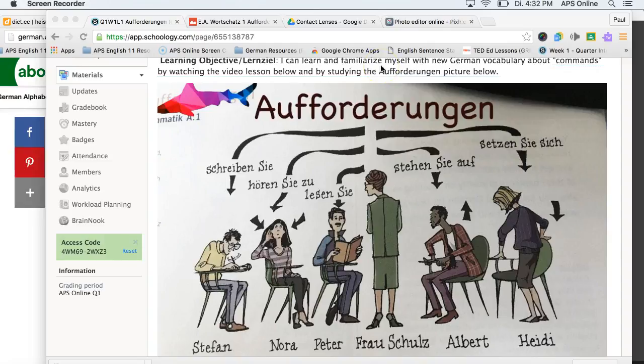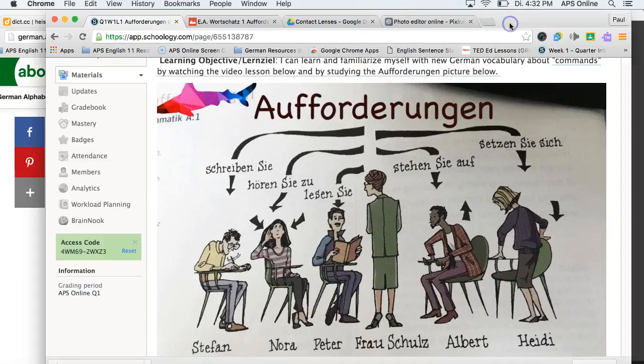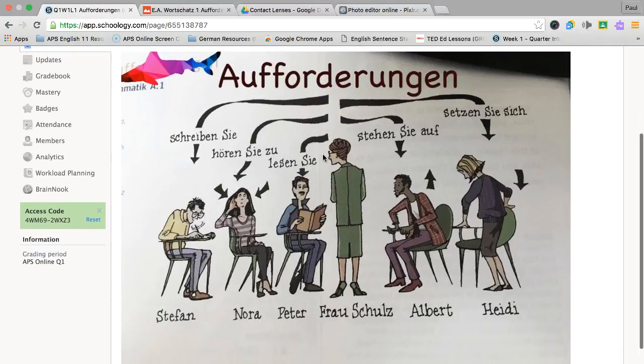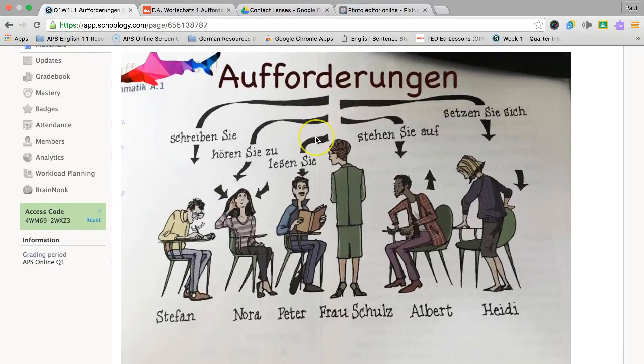And just to let you know, for the first lesson, I'm going to mostly use English for the first half of the year, but I'll use German with my English and kind of say words in both languages as we're first practicing with them. So here we have Aufforderungen, which means commands. You should be familiar with what a command is. It means when you tell someone or ask someone to do something.